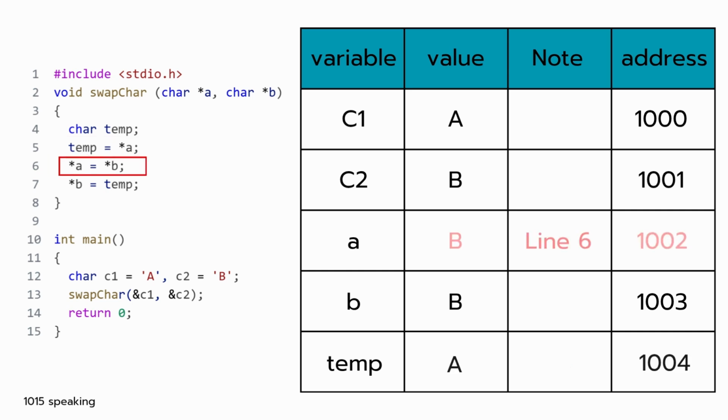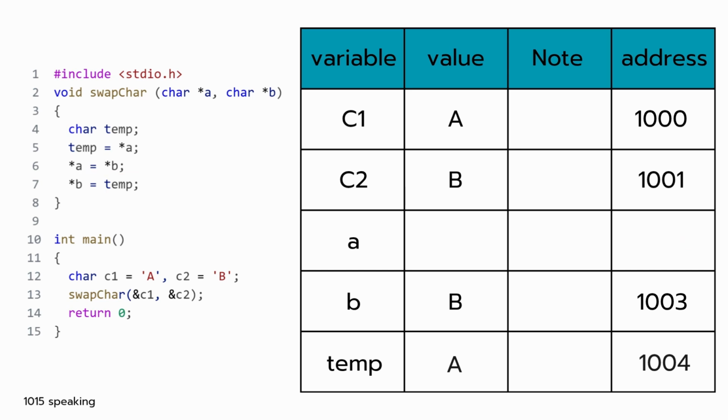Next, at line 6, we write this. This tells the program to take the value pointed to by b, which is character B, and assign it to the location that a points to. In other words, we just change the value of c1 to character B. So now c1 has character B, while c2 still has character B for now.